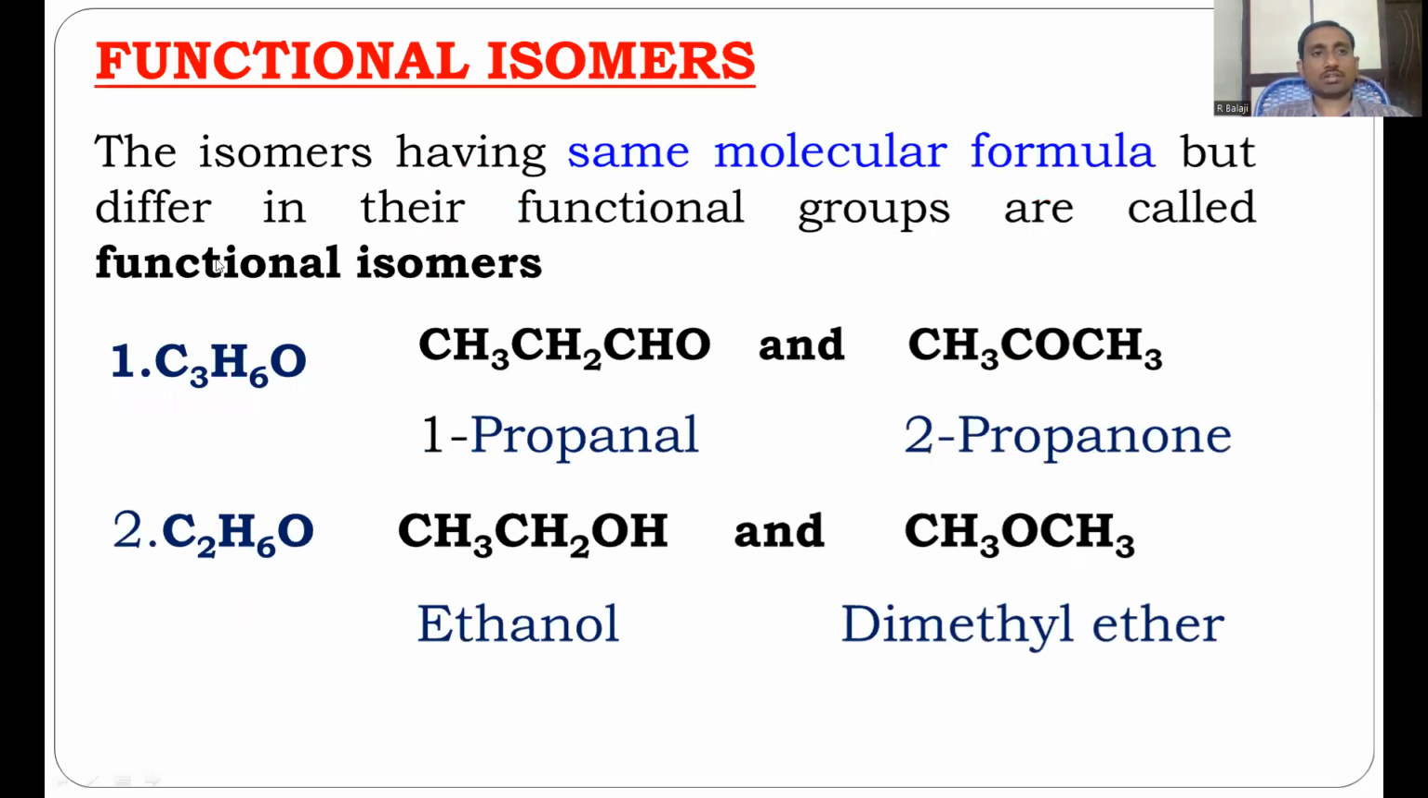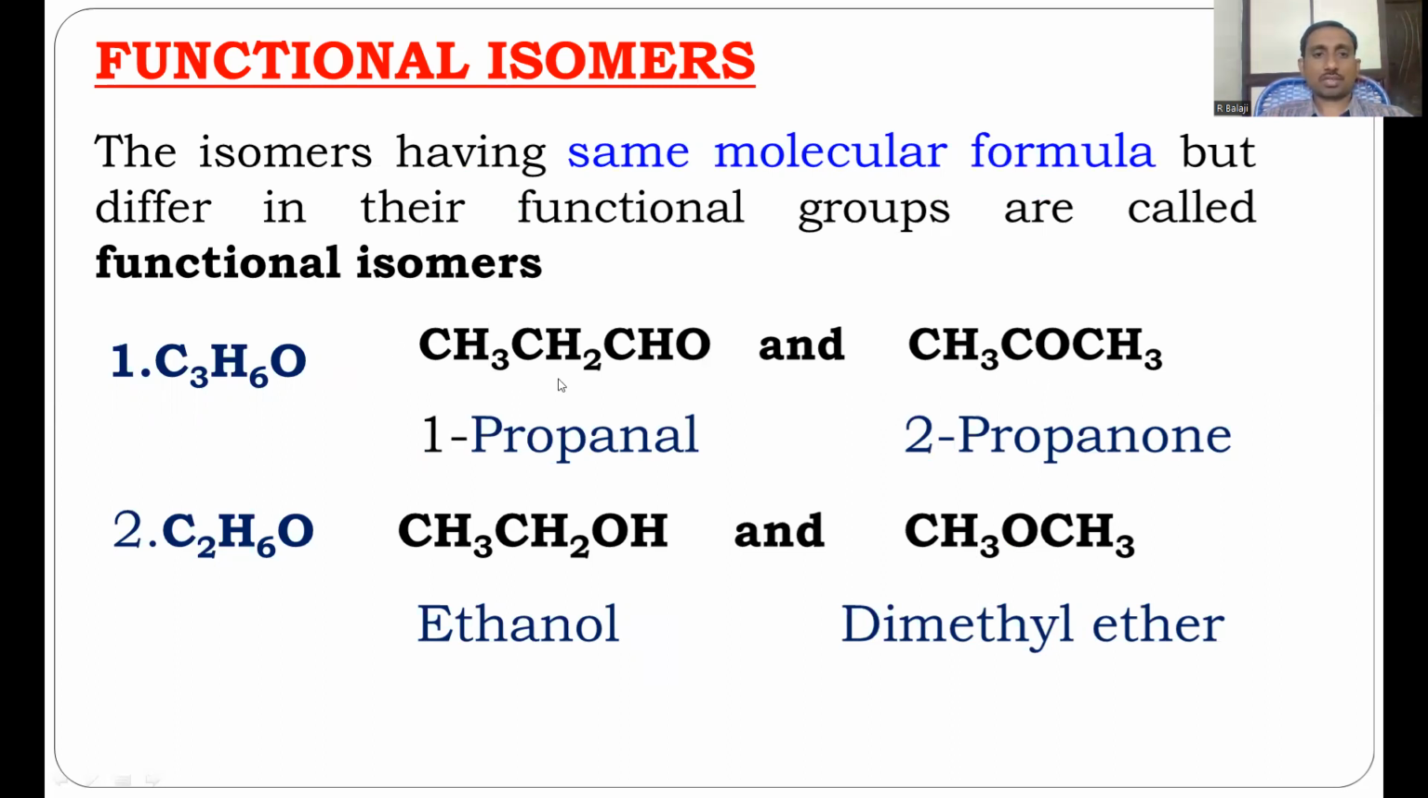Next, coming to functional isomerism. Isomers having the same molecular formula but differing in their functional groups are called functional isomers. I'll take an example: C3H6O. Here CH3CH2CHO is called propanal, containing an aldehyde functional group. The second possibility, CH3COCH3, is called 2-propanone, containing a ketone functional group.